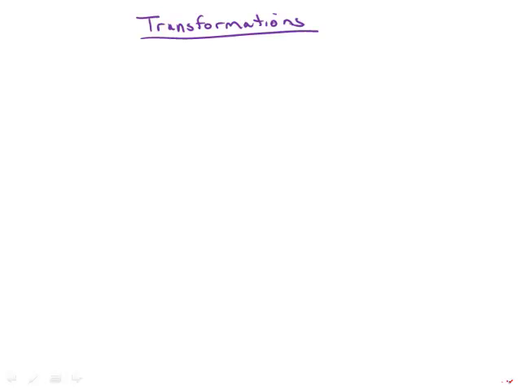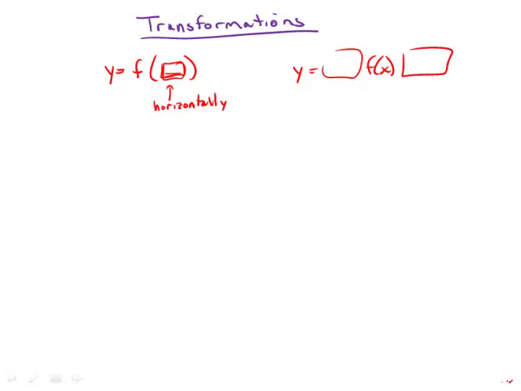So, first of all, the big idea is that anything that we're doing inside a function will change the function horizontally, whereas anything that we do outside of a function, either multiplying it on the outside or adding it on the outside, all this changes the function vertically. So in other words, do something algebraic to the input of the function, it changes it horizontally. Do something to the output of a function, it changes it vertically.